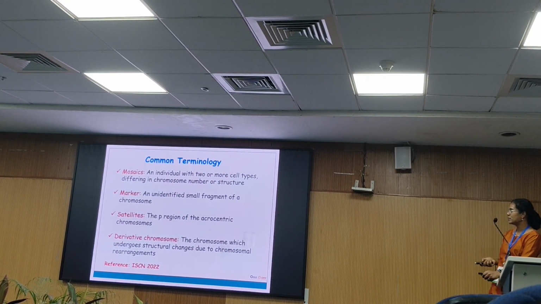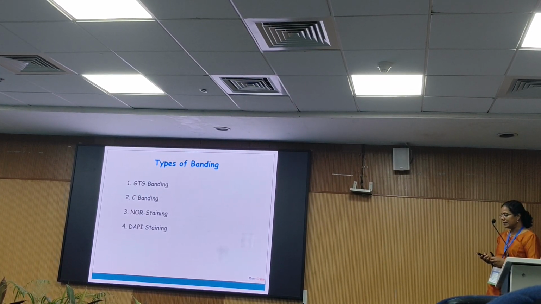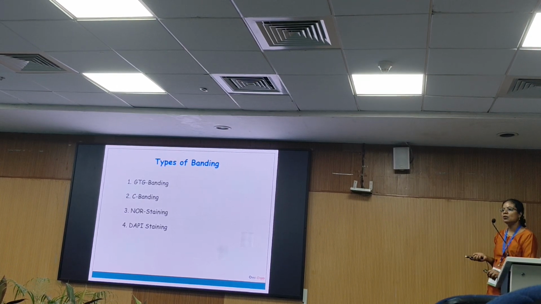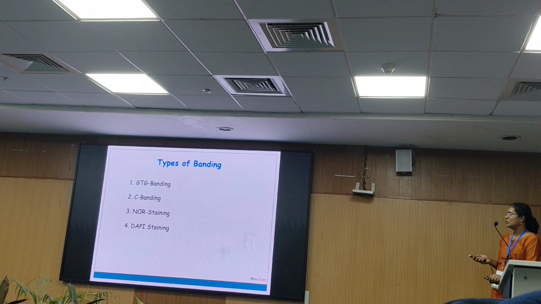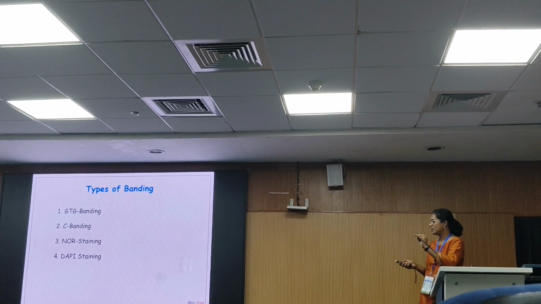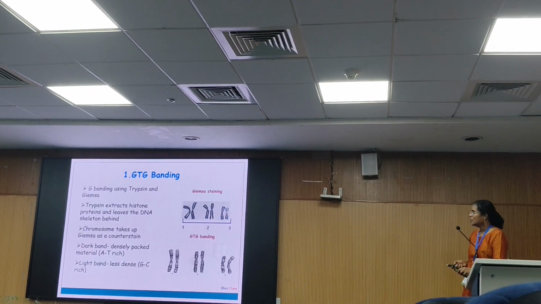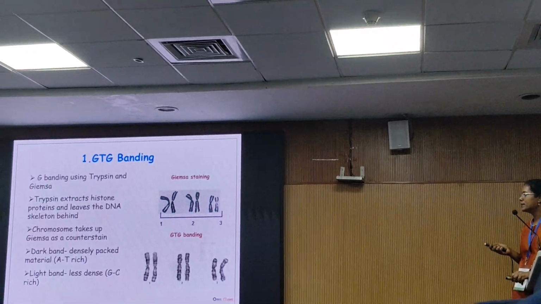Now the new one also has come. So what are the types of banding? There are several types of banding, but these are the common ones which we can report regularly: GTG banding, C banding, NOR staining, and DAPI staining. GTG banding, as I told you, is G banding using trypsin and Giemsa.